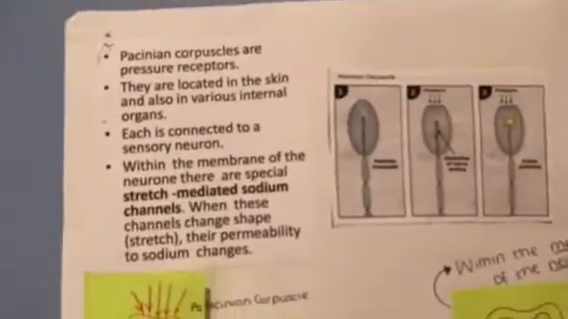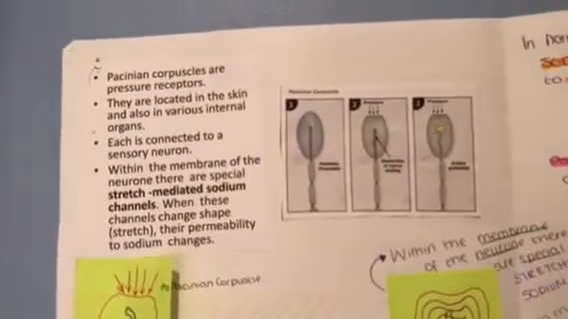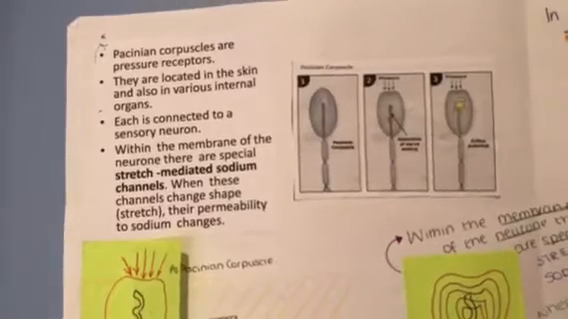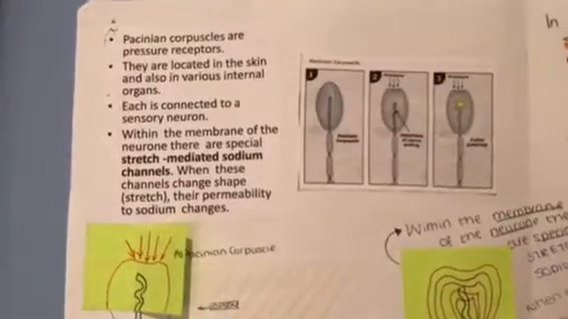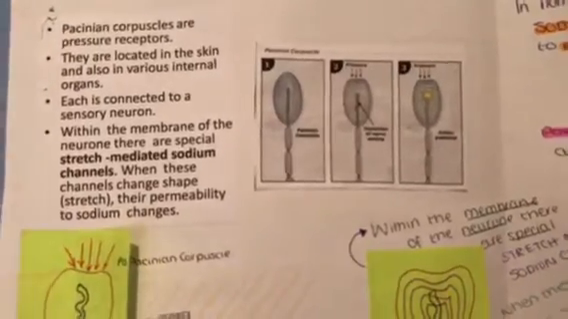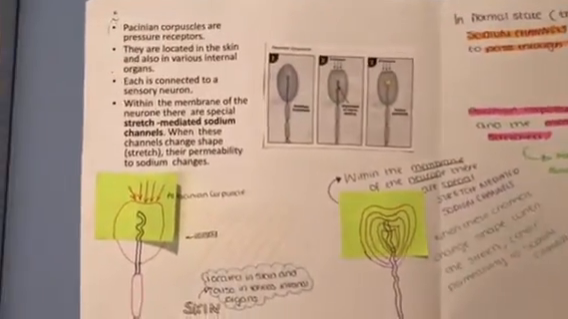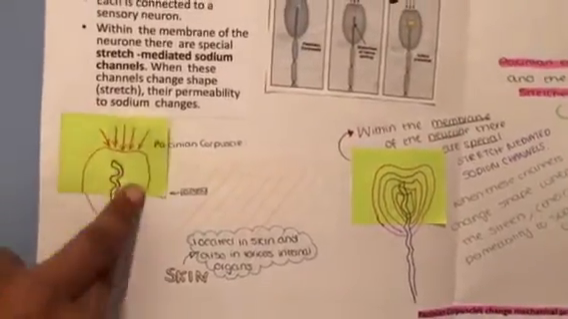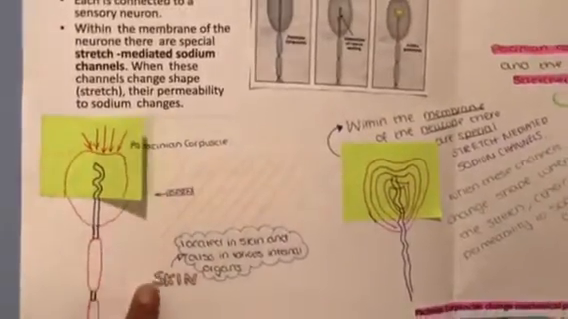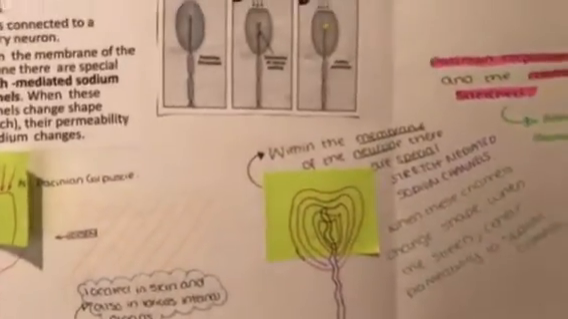So if we have a look here, the Pacinian corpuscles are pressure receptors. They are located in the skin and also in various internal organs. Each is connected to a sensory neuron. Within the membrane of the neuron, there are special stretch-mediated sodium channels. When these channels change shape or stretch, the permeability of the sodium channel changes. So here we have a normal Pacinian corpuscle, the nerve ending here, but when pressure is applied, there's distortion taking place here. You can see they're located beneath the skin and also the internal organs as well.